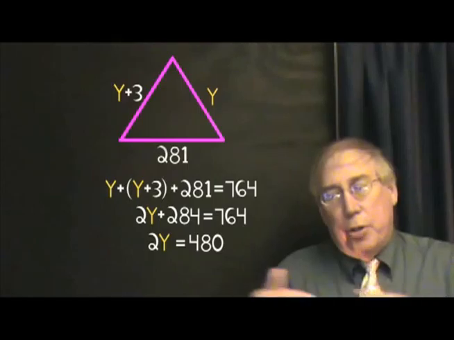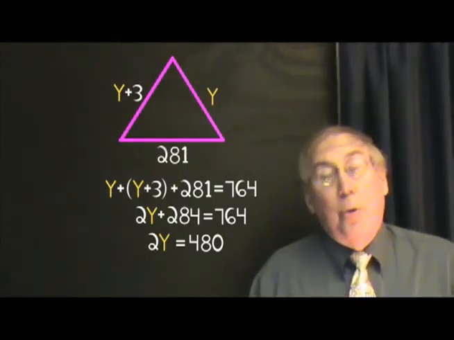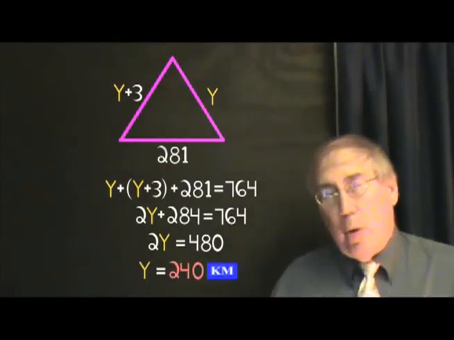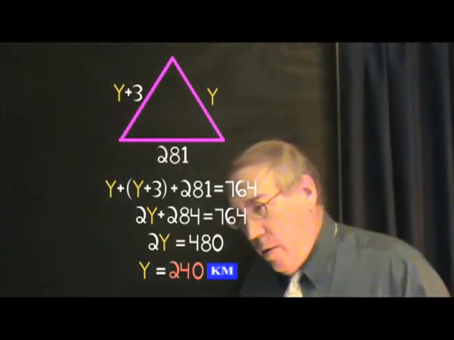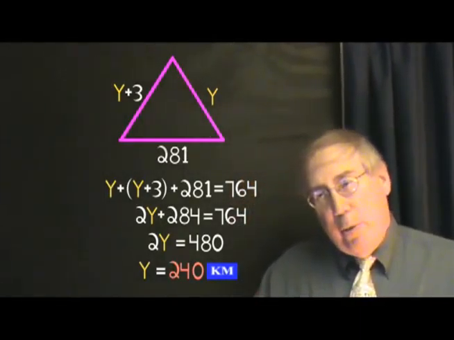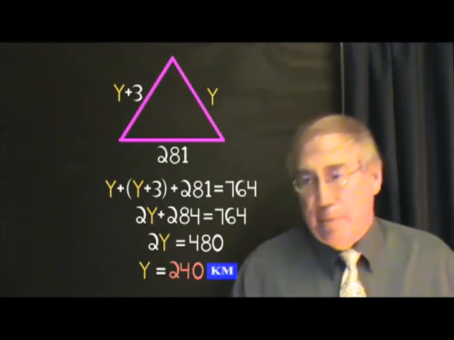What we're going to do is subtract 284 from both sides. Then we get 2y equals 480. And then we divide by 2. We get y equals 240 kilometers.